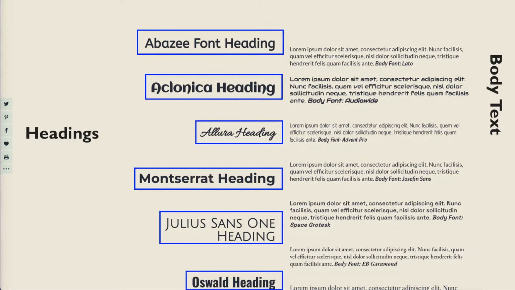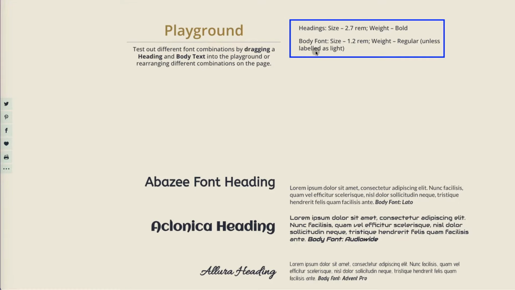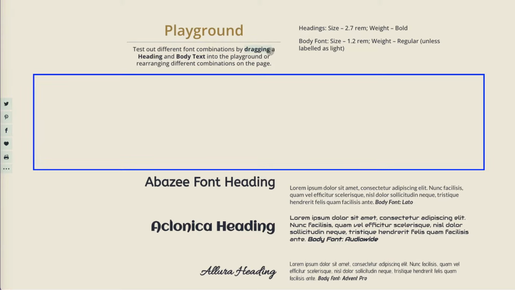The heading text is the name of the font, and the name of the body font is listed at the end of the paragraph. At the top, you have a list of the current heading and body text size and weight, so you could easily replicate it on your own site. But that is not all. What you can also do here is test different heading and body combinations. So under the playground area, I left some space for testing.